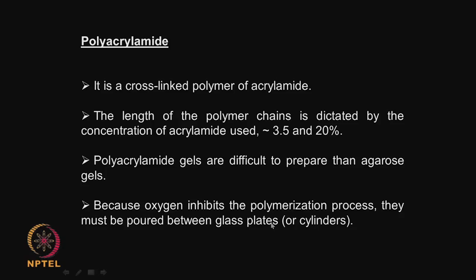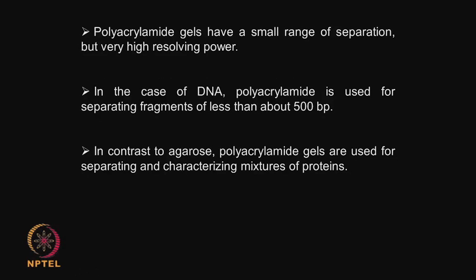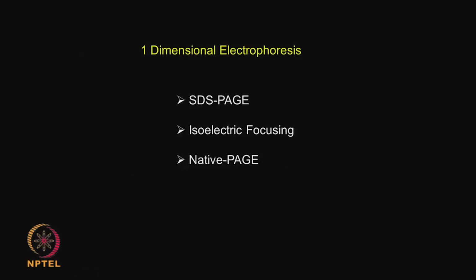So, we can go to agarose-based gels, or we can go to polyacrylamide. Polyacrylamide gels have a small range of separation, but very high resolution. In the case of DNA, polyacrylamide is used for separating fragments of less than about 500 base pairs. In contrast to agarose, polyacrylamide gels are used for separating and characterizing mixtures of proteins. So, if you want to characterize a large number of proteins, then this is good.